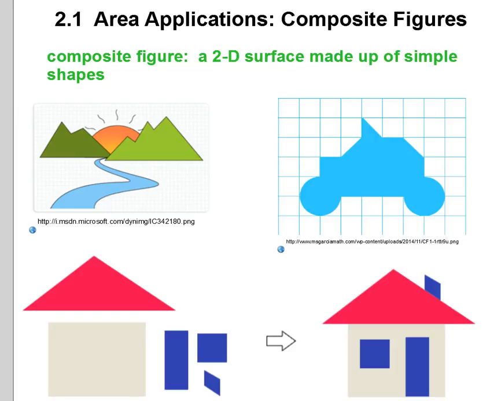Here's a simple definition for a composite figure. It's anything composed of or made up of simple shapes. It has to be two-dimensional. We'll be looking at composite solids later on when we examine volume.